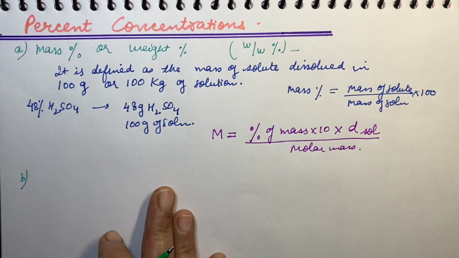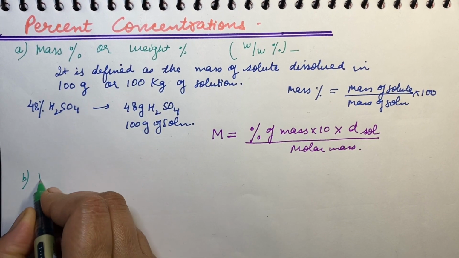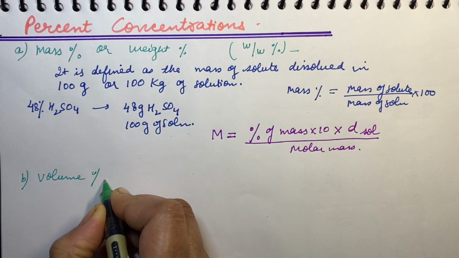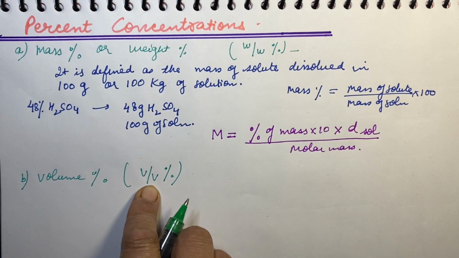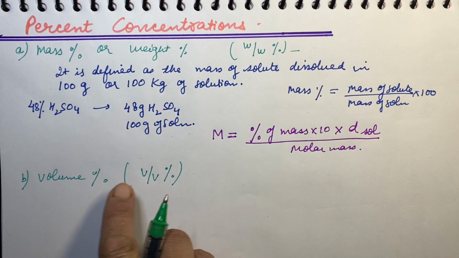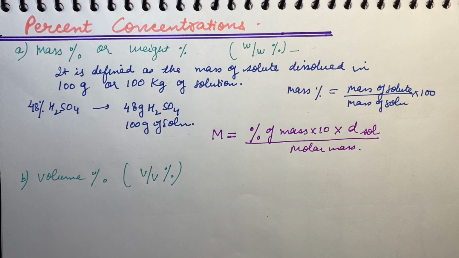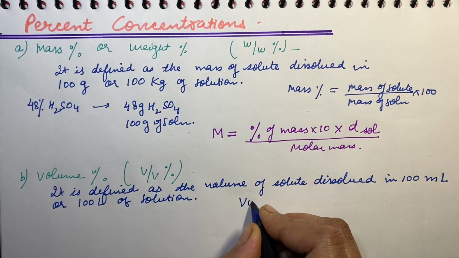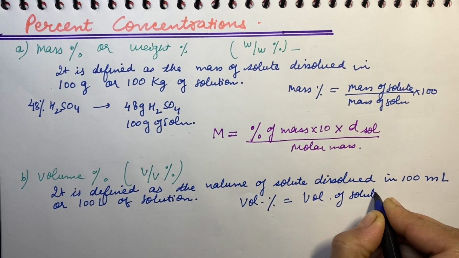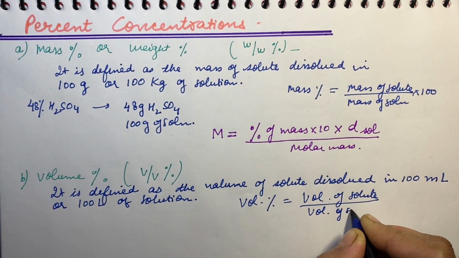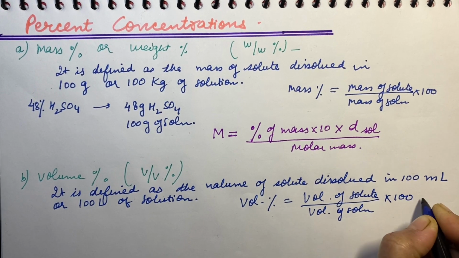The second way of representing anything in percent is volume percent. Volume percent means V by V percent. You can understand just by seeing it, that it is anything dissolved in 100 ml of the solution. That is, it is defined as the volume of solute dissolved in 100 milliliter or 100 liter of solution. So volume percent will be volume of solute divided by volume of solution multiplied by 100.